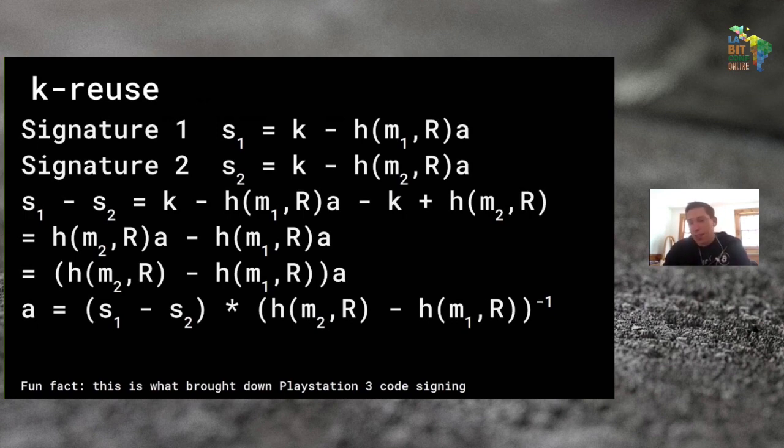PlayStation 3 code signing was broken this way. There have been a good number of attacks in Bitcoin, with Bitcoin wallets having poor engineering where they use the same R. And if you use the same R twice, you lose. All your money's gone, your private key's revealed.